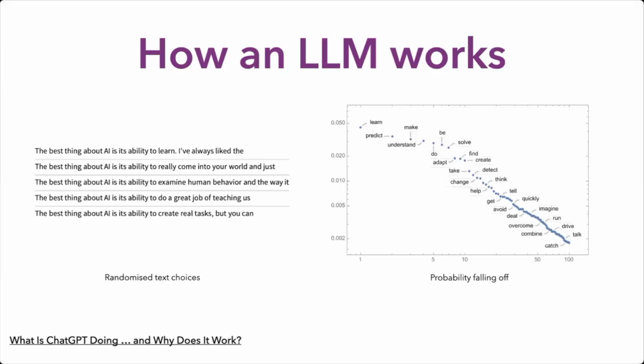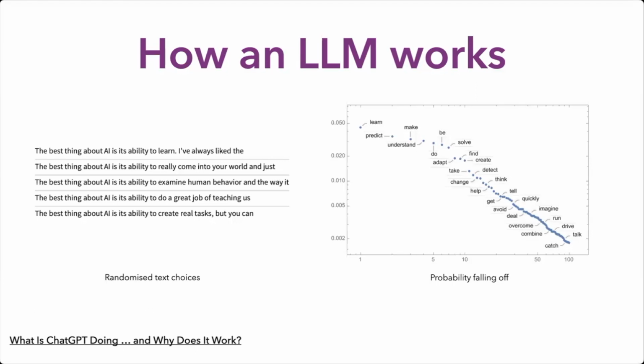Now, for each of those words, the model is able to look at the input, which is the first few words, The best thing about AI is its ability to, and then look at the next word that it has seen around the internet. It's basically got a probability of what word comes next. Maybe the highest probability is learn, then really, and then examine. So these are different words that could be used after the few words before it. And you can see in the graph, well, I guess it's kind of a graph.